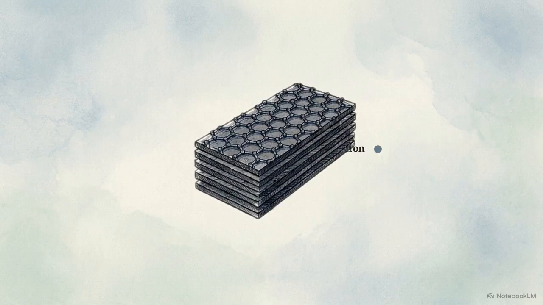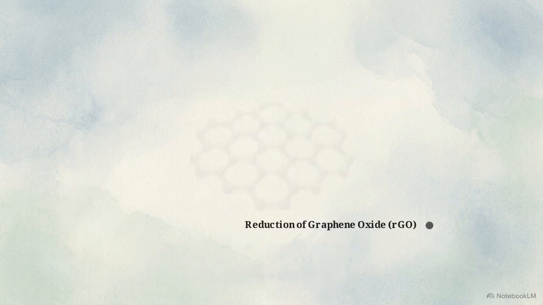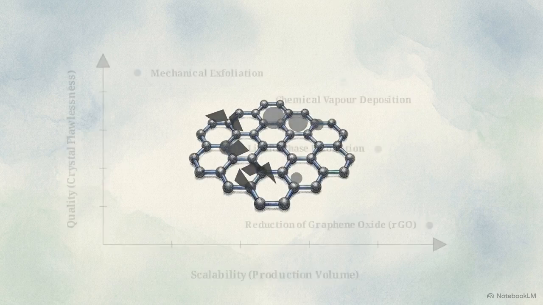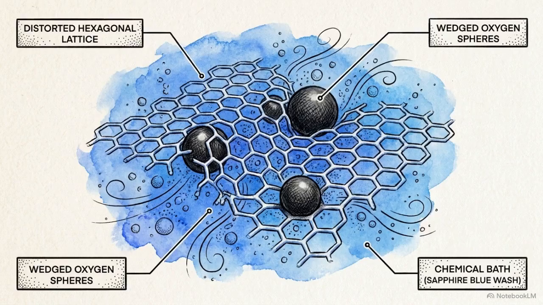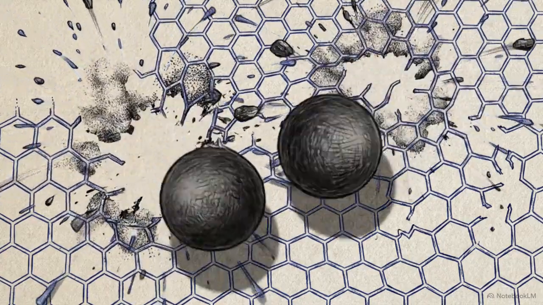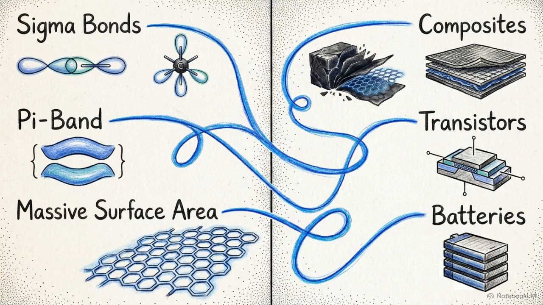Liquid phase exfoliation uses intense ultrasound to separate graphite within a solvent. Finally, the reduction of graphene oxide, or RGO, achieves massive scalability by chemically treating and then reducing bulk graphite. The chemical baths introduce oxygen atoms that permanently scar the carbon lattice. These structural defects cause a drastic drop in both tensile and electrical performance compared to a flawless sheet. Looking at this commercial matrix, successful engineering requires matching the correct level of material defect to the precise application.